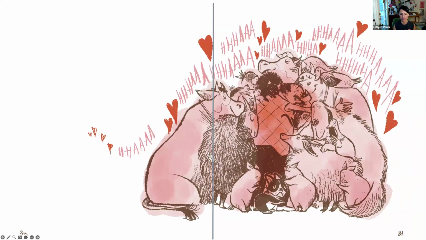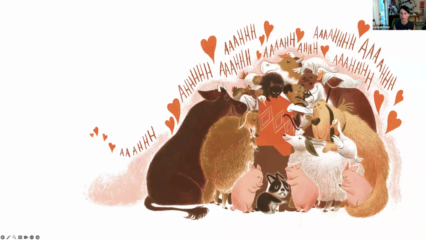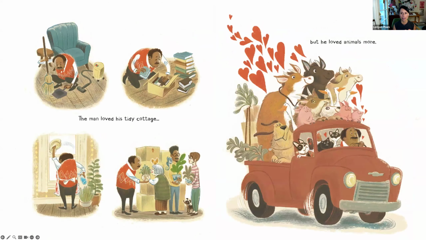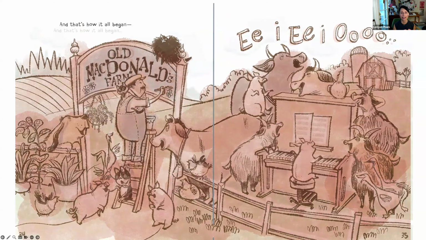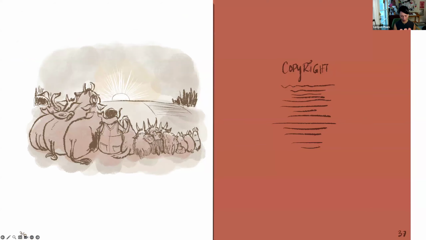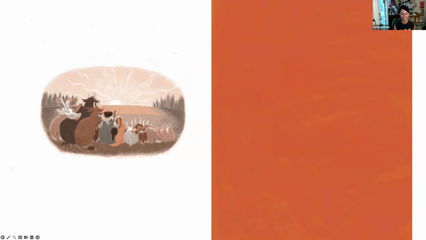Wait, he called. And there's a quiet moment where his character completely changes. The man loved his tidy cottage, but he loved animals more. And that's how it all began. E-I-E-I-O. And yes, those notes are the song, Old MacDonald's.